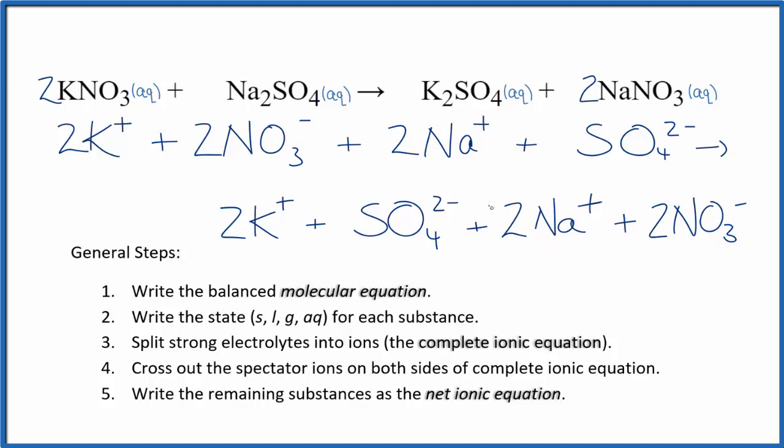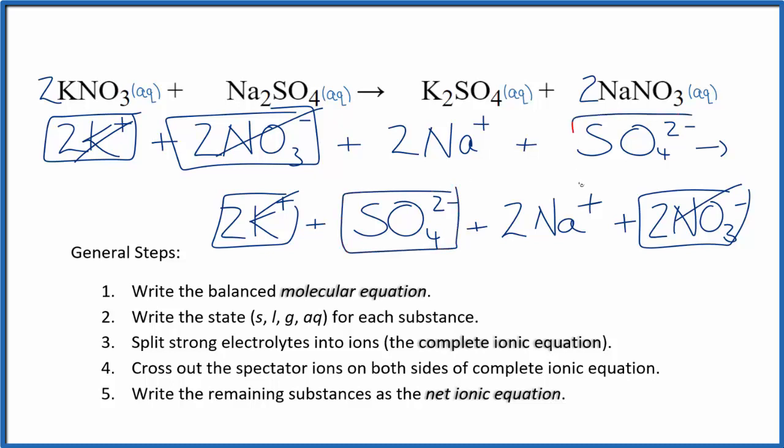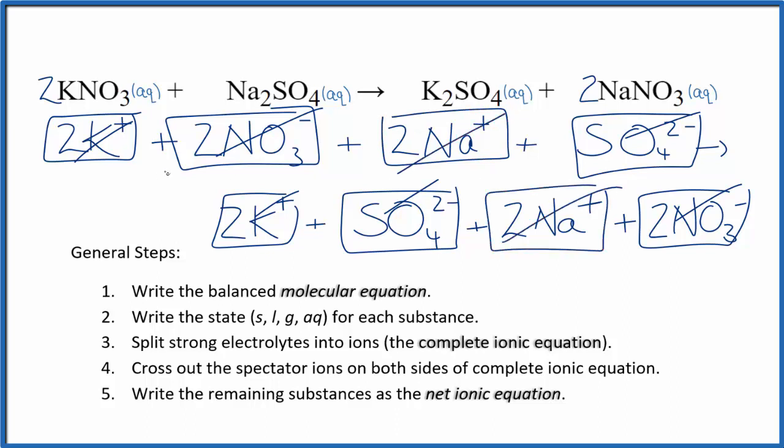There's no reaction. If we crossed out the ions that are the same, we call these spectator ions. In the reactants, two potassiums. They're gone. Two nitrates. Two nitrates. A sulfate ion. And finally, in the reactants, we have the two sodiums. In the products, we have two sodiums. Everything here in this equation is a spectator ion. So there's no reaction when KNO3 and Na2SO4 are mixed together.